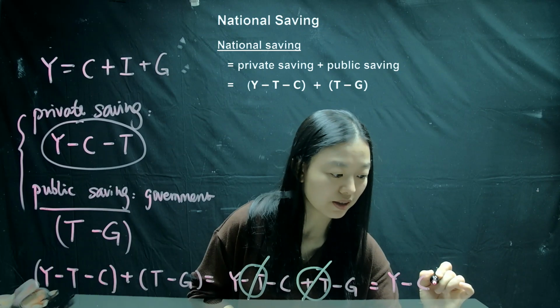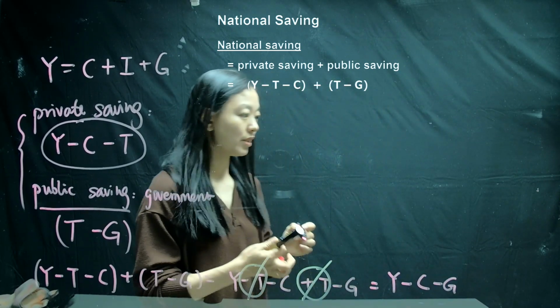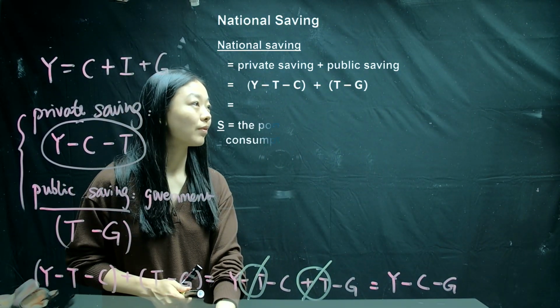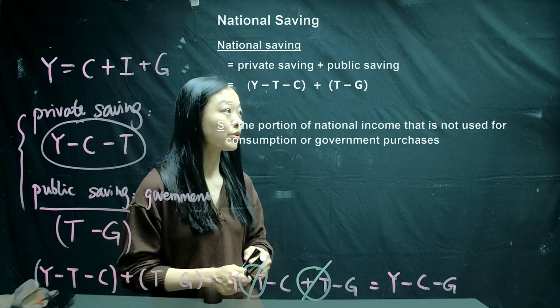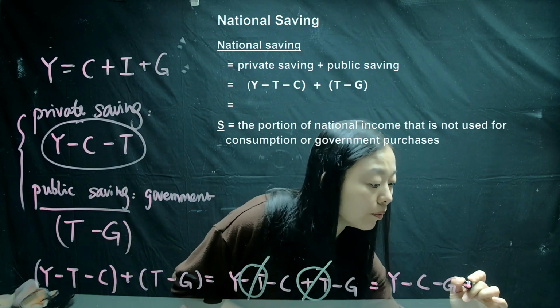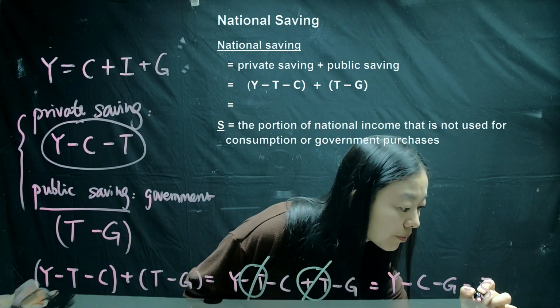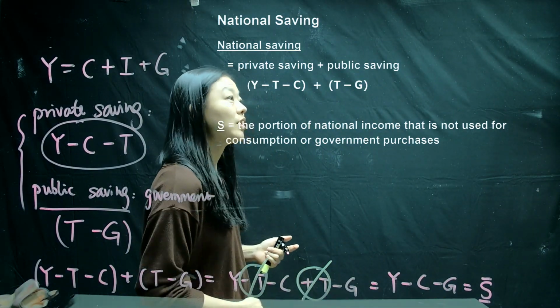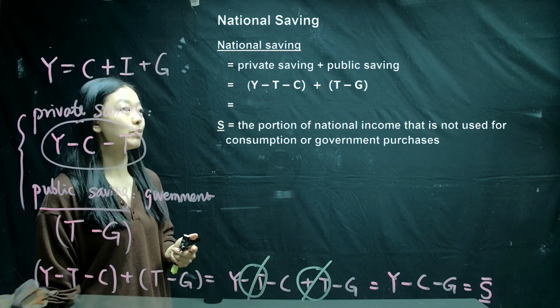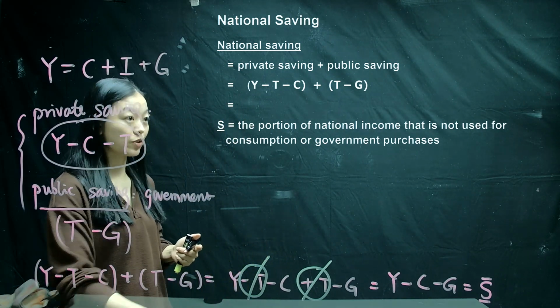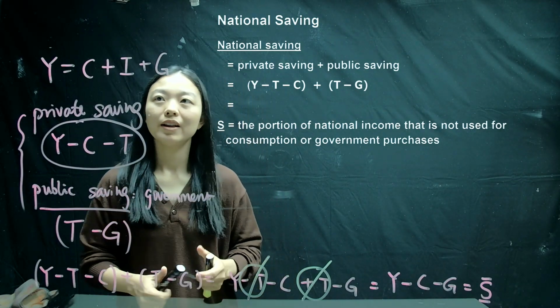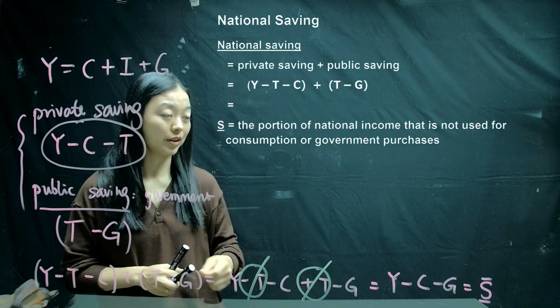Y subtract C subtract G, right? So this part we treat as our national saving. And you can notice national saving always uses a big S. Always use this big S to represent it. So big S here, as we mentioned, is the proportion of national income that is not used for consumption and not used for government purchases. Then go back to check this formula here, okay?